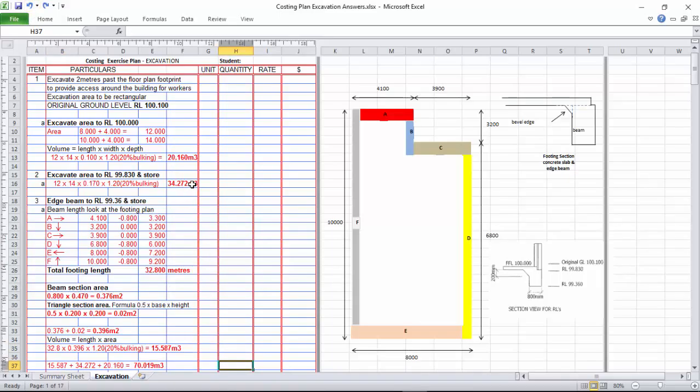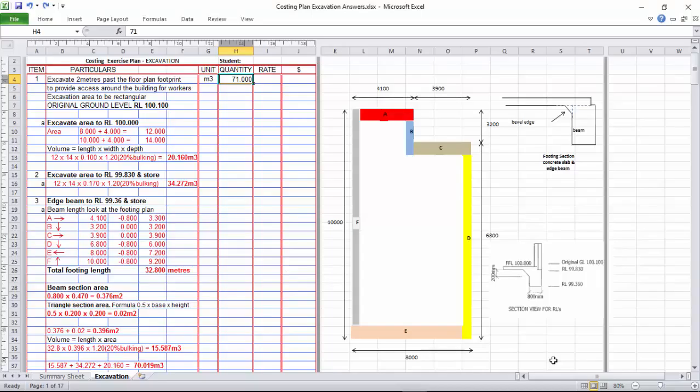We then have to add that 15.587 with our 34.272 cubic meters to bench the site, and our 20.16 to remove the vegetation, and that gives us a total of 70.019 cubic meters of excavation. We then, in our unit column in our costing sheet, our unit will be cubic meters. Our quantity, we've rounded it up to 71 cubic meters, and we will put the rate in another time because we've got to calculate the rate ourselves.